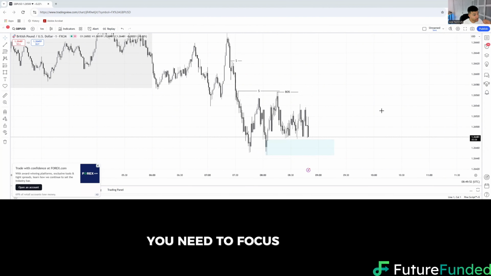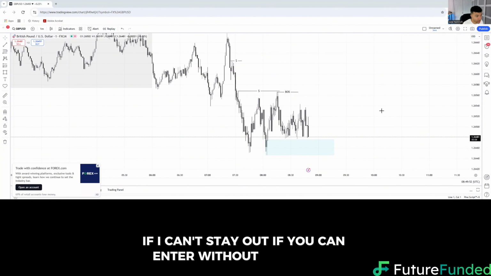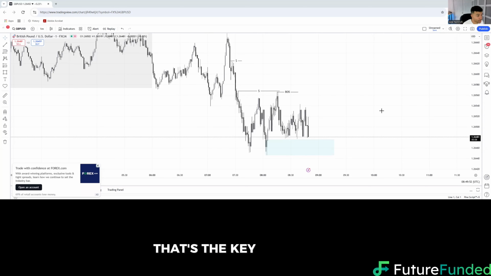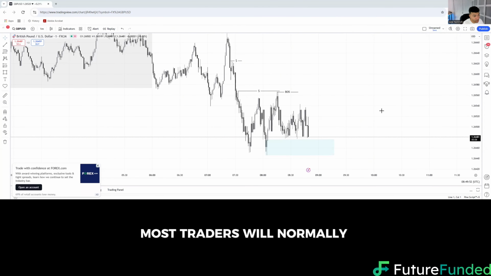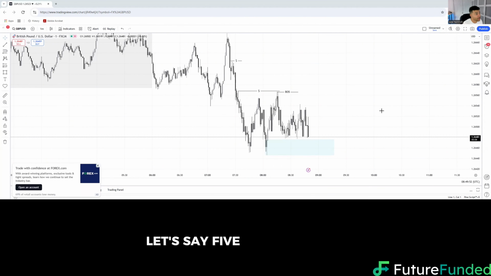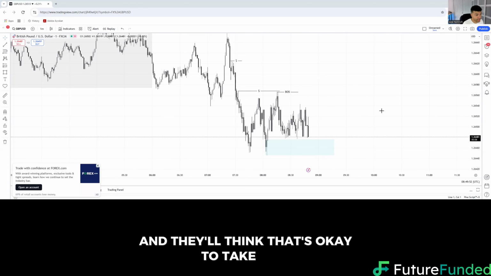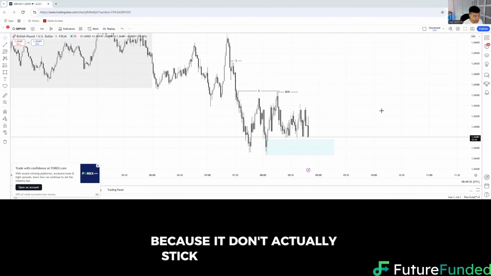You need to focus on, does this setup hit my strategy, my plan? And once I take this setup, can I comfortably look at my plan and say I've ticked off absolutely everything? If I can't, stay out. If you can, enter without hesitation. That's the key. All right. Most traders will normally slide by their strategy and they'll have, let's say, 5 things out of their 6 rules, and they'll think that's okay to take that. I don't. All right, and that's why most traders fail, because they don't actually stick to their strategy.